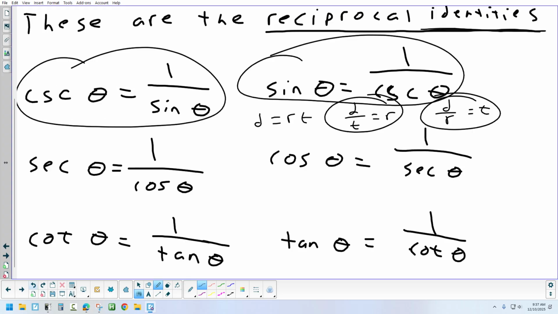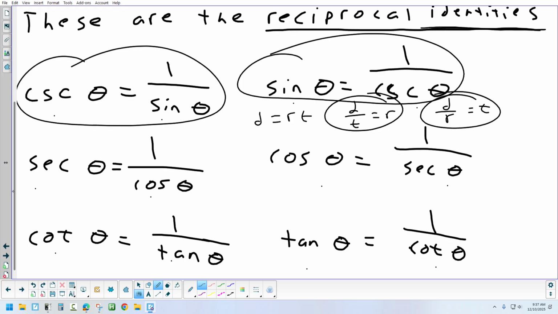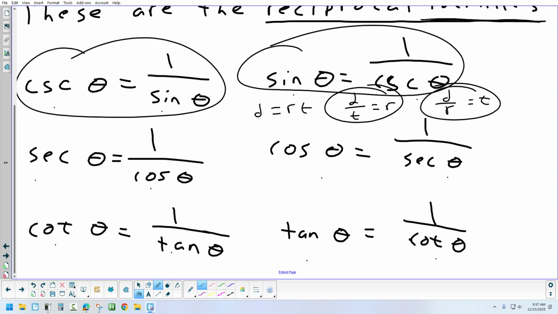And that's what I did in each of the 3. So if you flip the sine, you get the cosecant. If you flip cosine, you get secant. And if you flip tangent, you get cotangent. And then if you flip it back, it goes back. If you flip the cotangent, you go back to tangent. If you flip secant, you go back to cosine. And if you flip the cosecant, it goes back to the sine. Those are what we call the reciprocal identities.